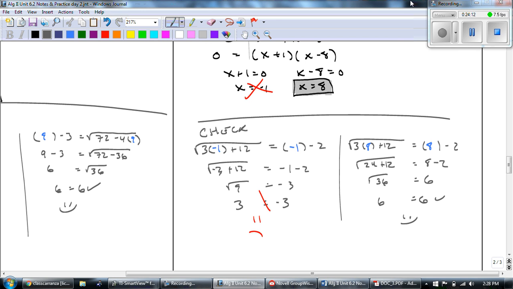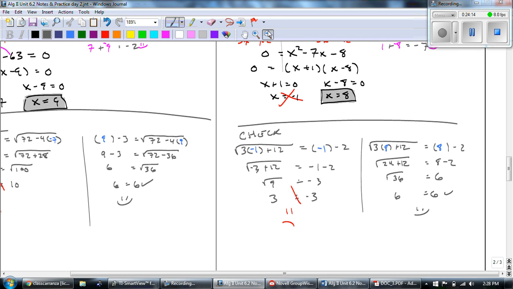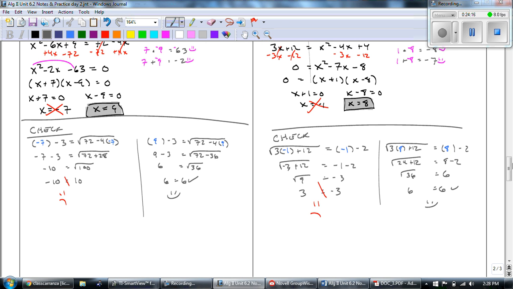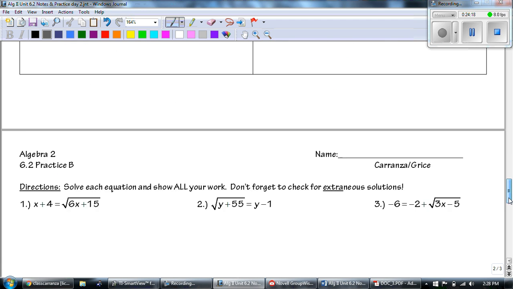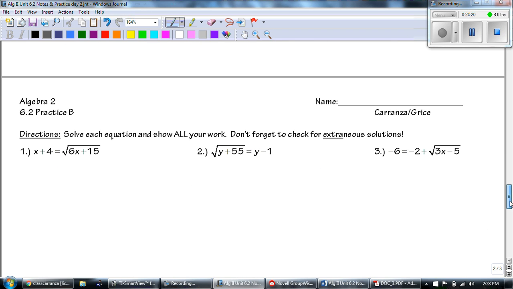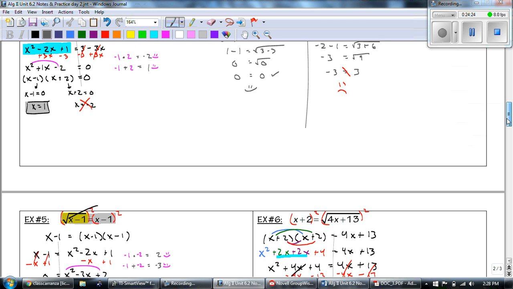So guys, I know that this stuff can get a little overwhelming and confusing. So if you have any questions, please make sure you come in and get extra help. Your homework is 6.2 practice B.